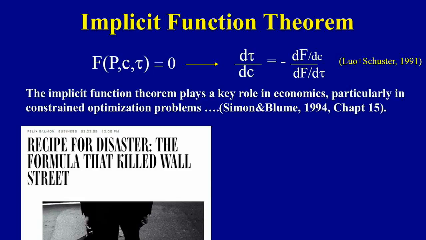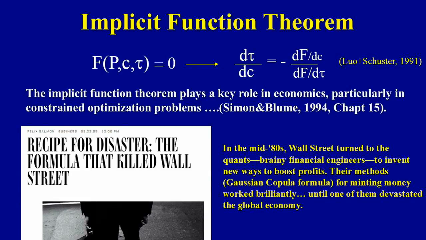And then I'll take it for what Felix Salmon's article in Wired, "Recipe for Disaster," says, the formula that killed Wall Street in 2008. They claim that in the mid-80s, Wall Street turned to the quants, bringing in financial engineers to invent new ways to boost profits. The Gaussian copula formula, which uses the implicit function theorem, was used. According to this article, they had a way of minting money that worked brilliantly, until it devastated the global economy. Apparently they never read our paper in 1991 and warned people about that. But they blamed the big disaster on some of the quants on Wall Street, and one of the tools they were using was this Gaussian copula formula that had something to do with the implicit function theorem.